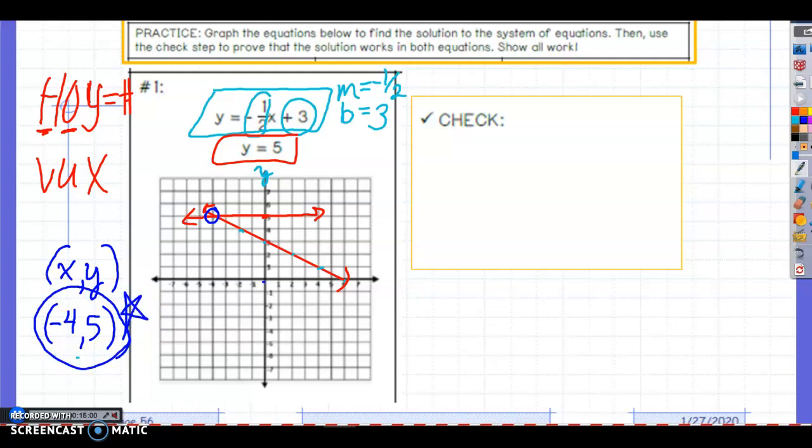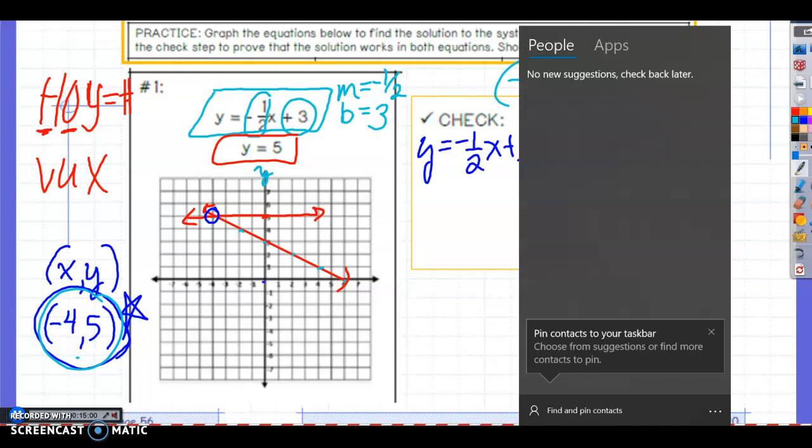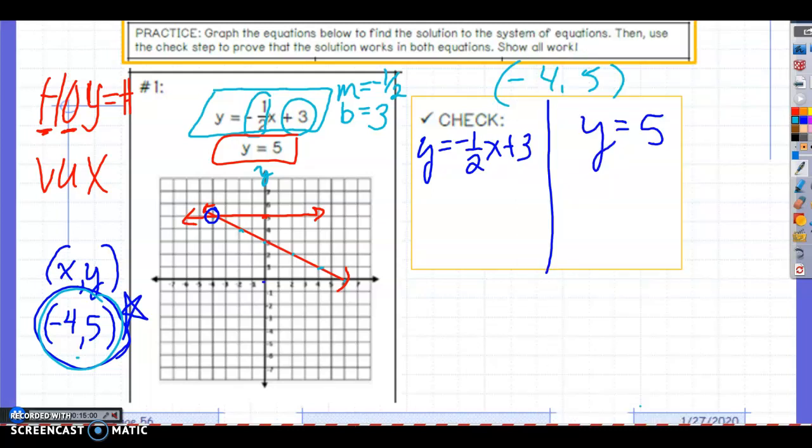Now what I'd like to do is check it. To check it, you're going to take each of the original equations that you have. There's my first equation, here's my second equation. And we're going to take this point, (-4, 5), that we thought was our answer. We think it's the right one. We're going to put the -4 in for the x and the 5 in for the y. Remember, x is first, y is second.